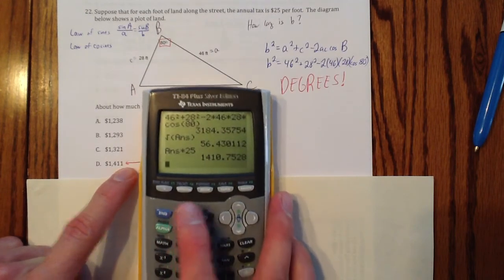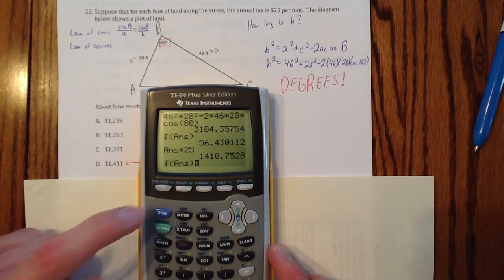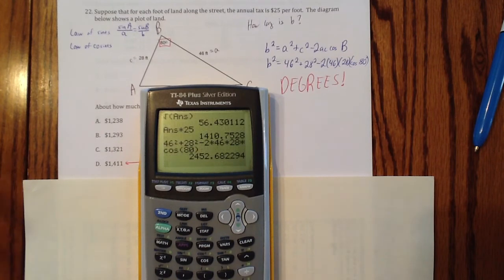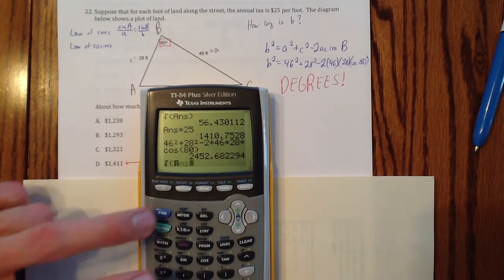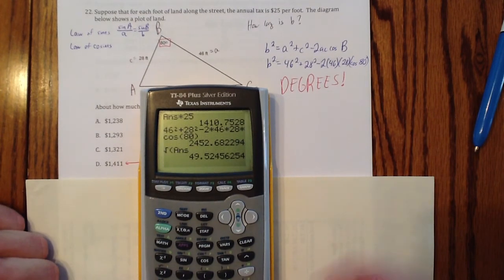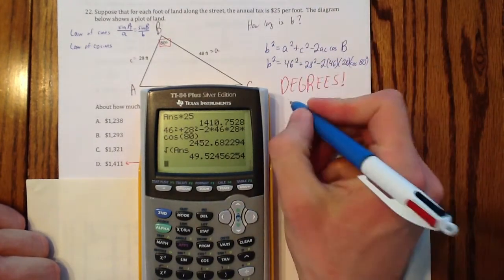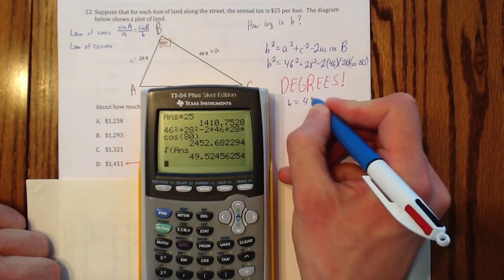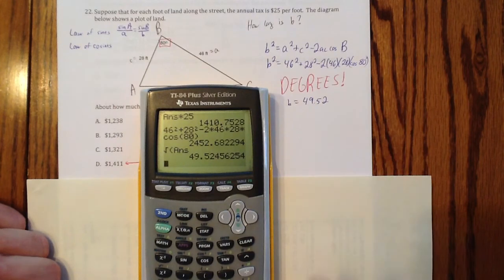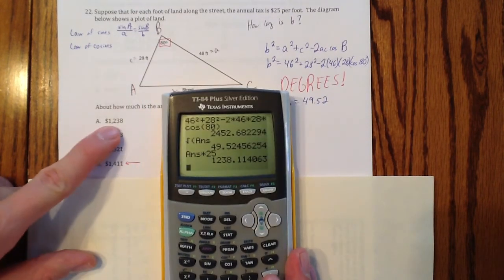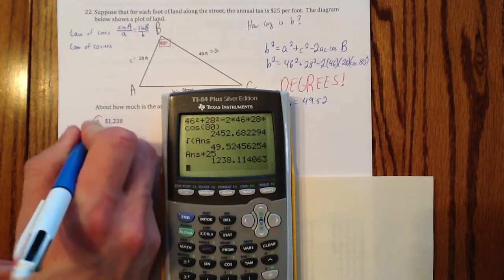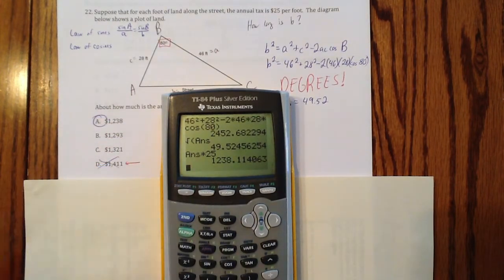So we're going to back out of that. Let's go back. Second enter, second enter, second enter. That pulls up that, and that's going to be a little better. Square root of that last answer, and that is what little b is. And that's fantastic. It's 49.52. Round it wherever you want. Multiply it by $25. There we go. 1,238 rounded off. The answer is A. It is not D. It is not B or C either.